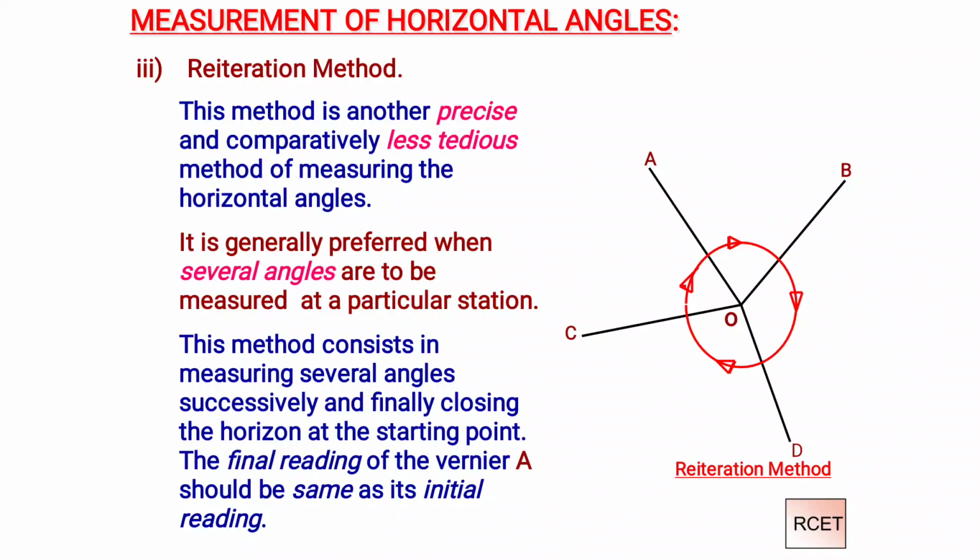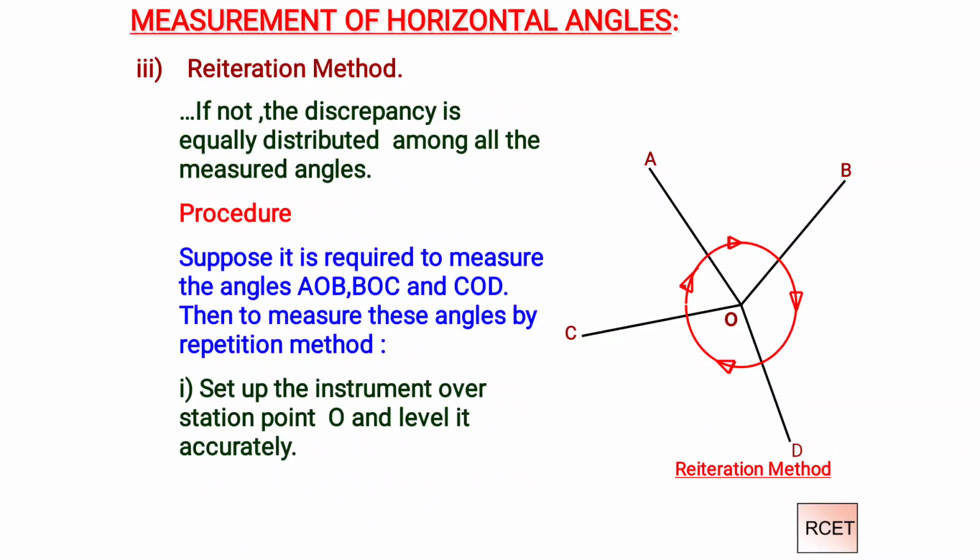This method consists in measuring several angles successively and finally closing the horizon at the starting point. The final reading of the vernier A should be the same as its initial reading. If not, the discrepancy is equally distributed among all the measured angles. Then the procedure is as follows. Suppose it is required to measure the angles AOB, BOC and COD by this method.